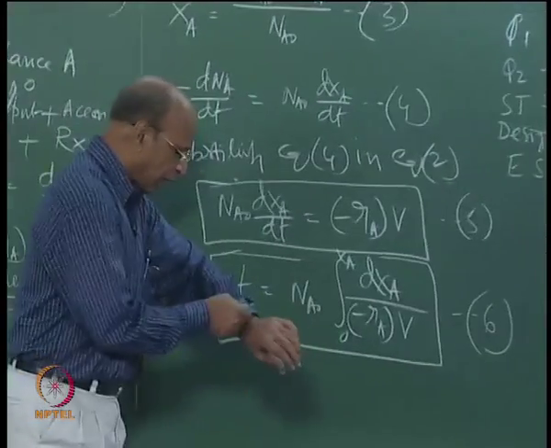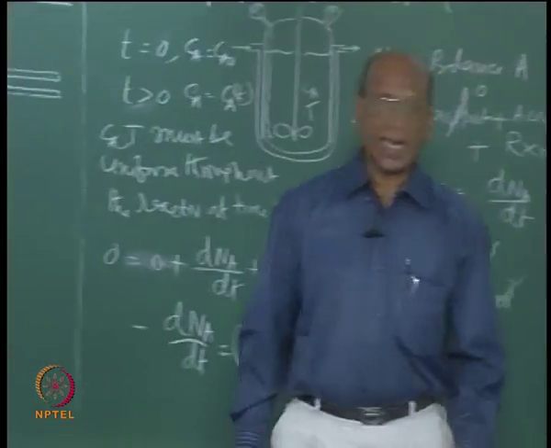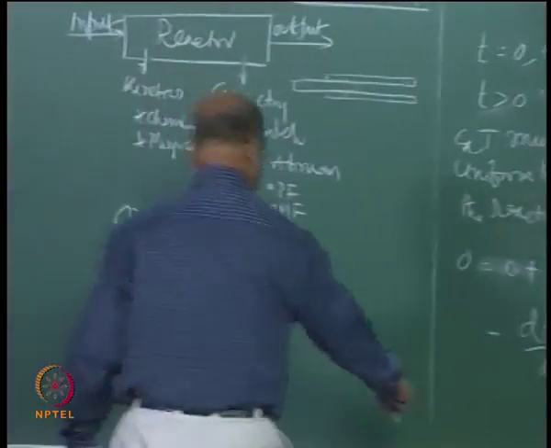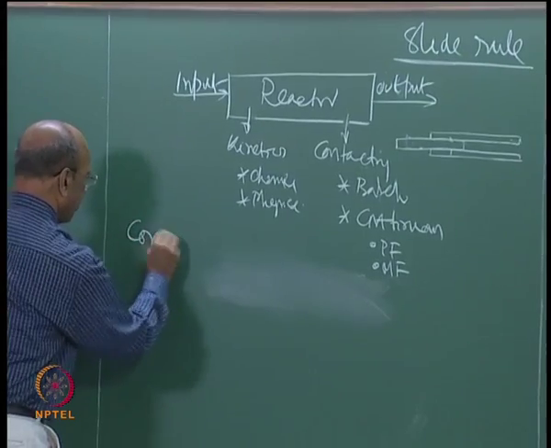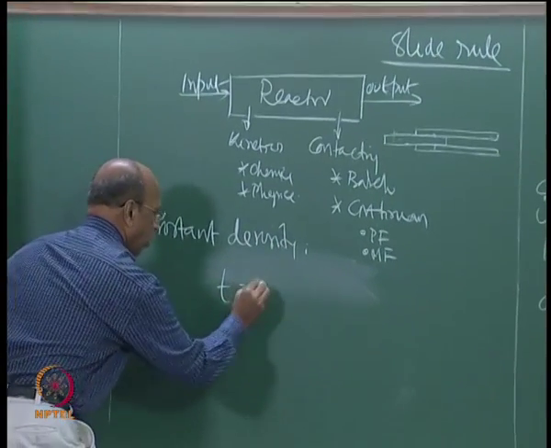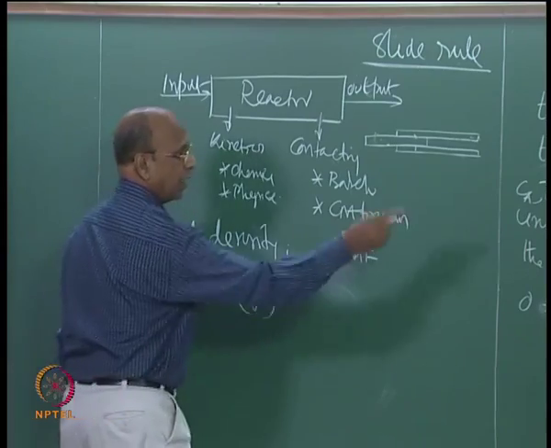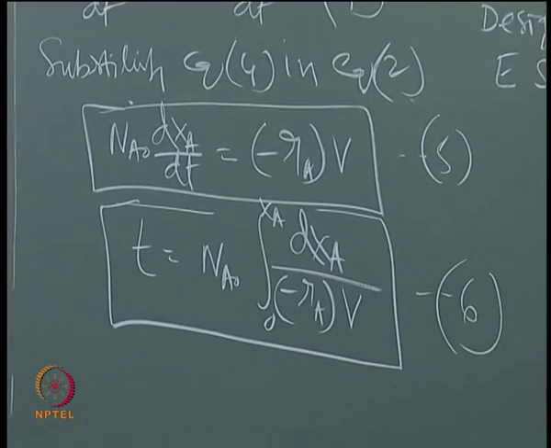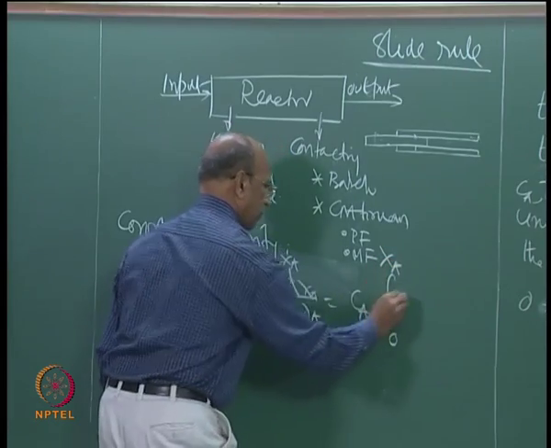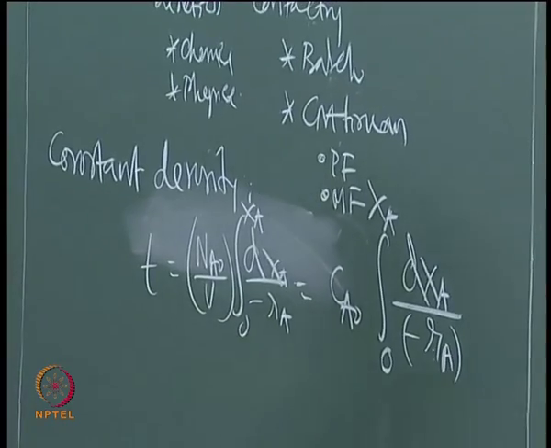Good. So, this is the equation what we have. Now this equation I can simplify if we say that for a constant density system, then this will become, for constant density, tau equal to Na naught by V equal to C naught, into the integral from 0 to xa of dxa by minus ra, which is nothing but C a naught times the integral of dxa by minus ra. Okay, good.